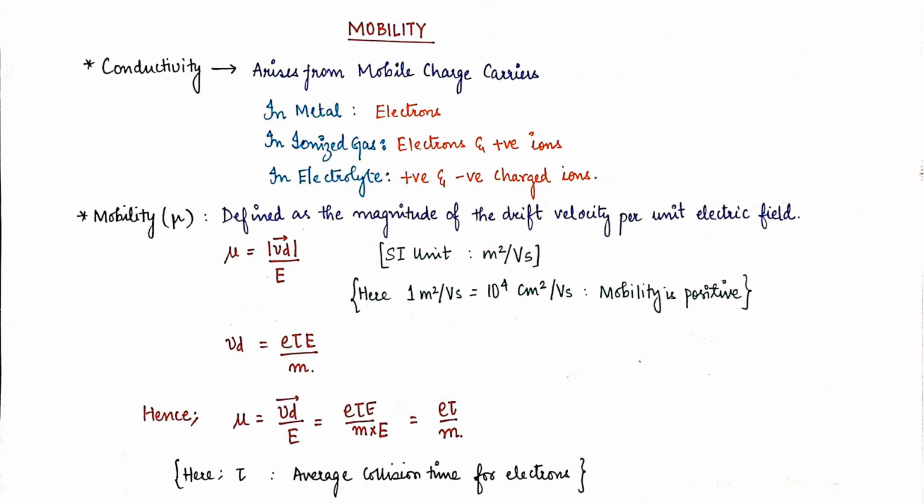In general English, mobility is all about the motion. Mobility simply defines the motion. So any sort of motion seen is the mobility. Here, what sort of mobility are we talking about? We are talking about the motion of the electrons in a conductor, motion of electrons and positive ions in an ionized gas, and motion of the positive and the negative charged ions in an electrolyte.